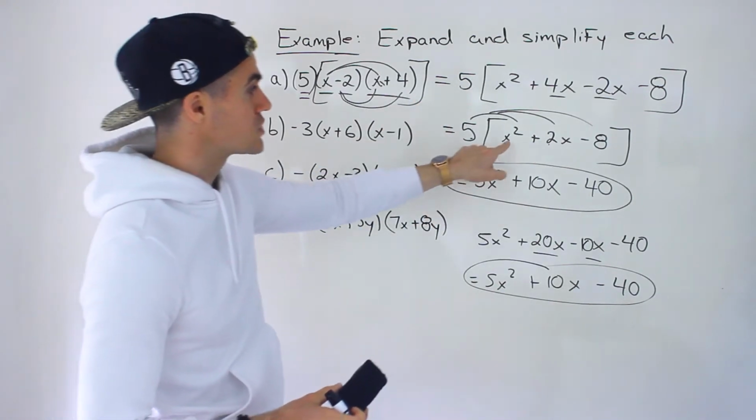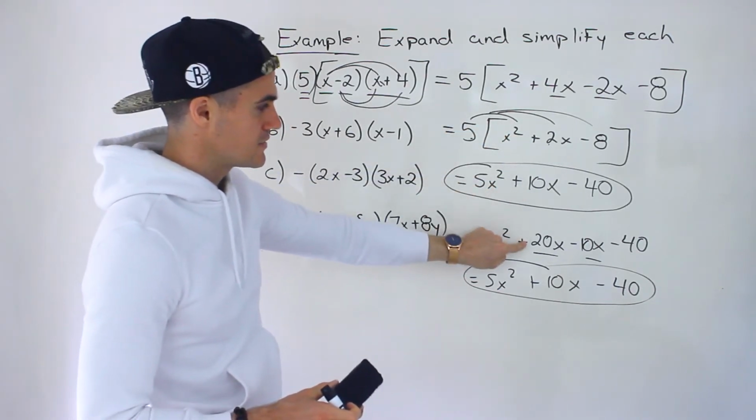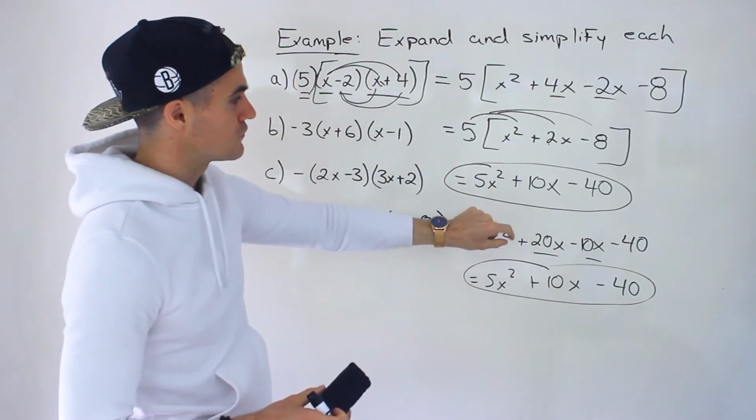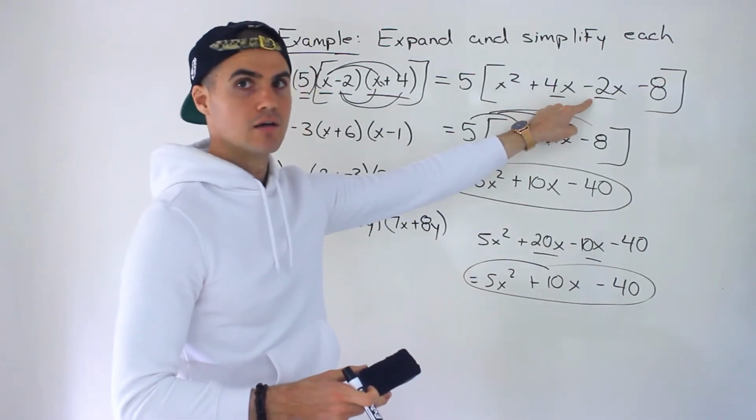Again, I recommend just simplifying first and then distributing, because then you're not dealing with as large of numbers, right? Here you got 20x minus 10x. Here you just got 4x minus 2x.